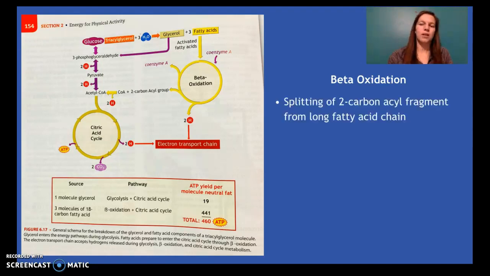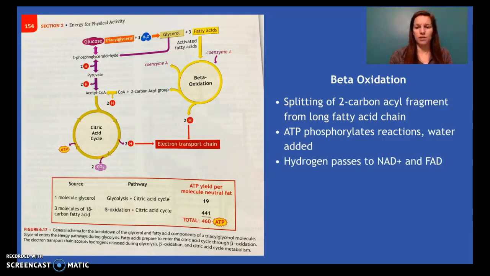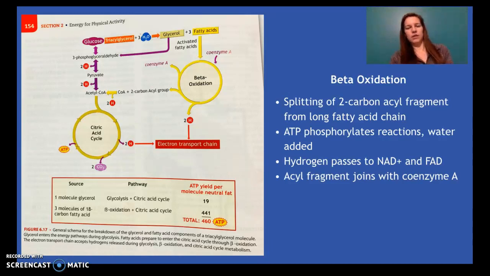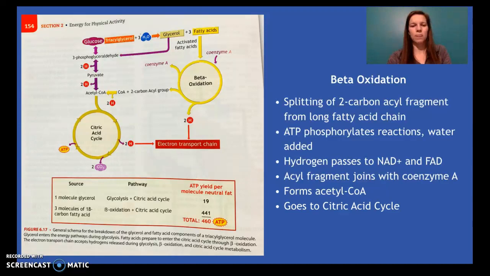The splitting of the 2-carbon acyl fragment, you can't really see that here, but it's split. ATP phosphorylates the reaction. There's water involved in this beta oxidation. Hydrogen passes to NAD plus and FAD, and this part you can see on the picture. If you look at the beta oxidation circle on the left part, that middle arrow, the acyl fragment joins a coenzyme A, and hydrogens come off of that, and it forms acetyl-CoA. From that acetyl-CoA, it goes into that citric acid cycle.